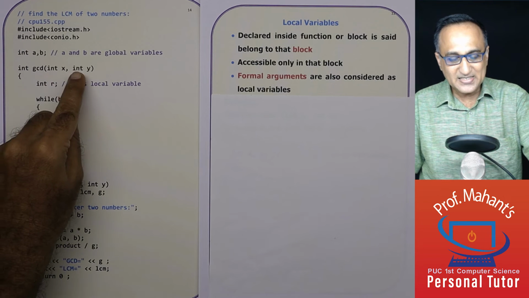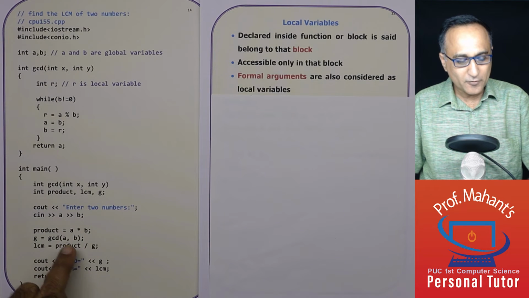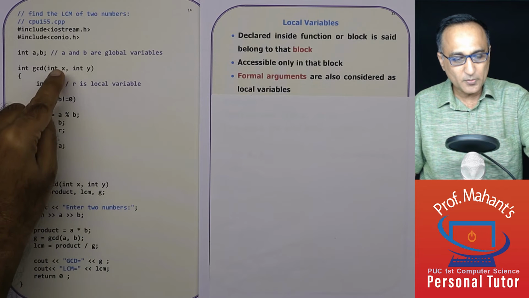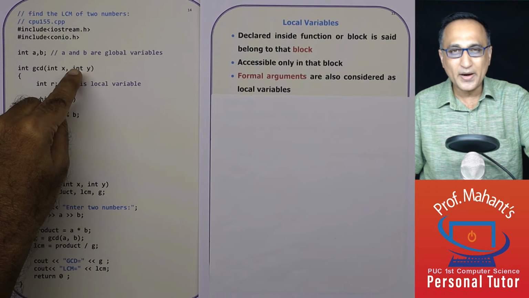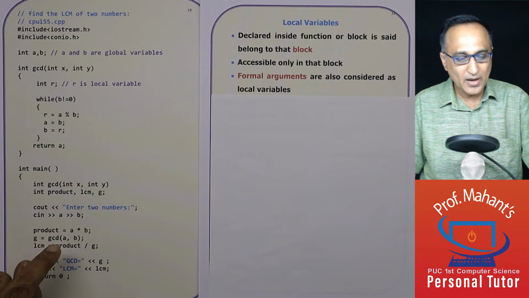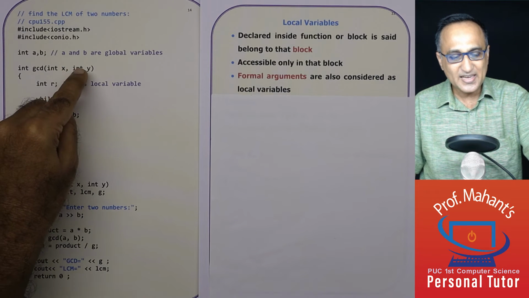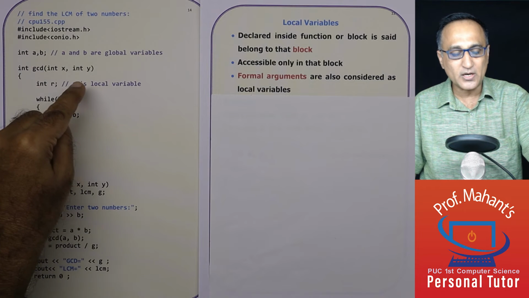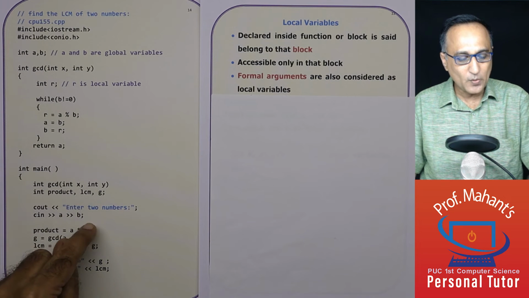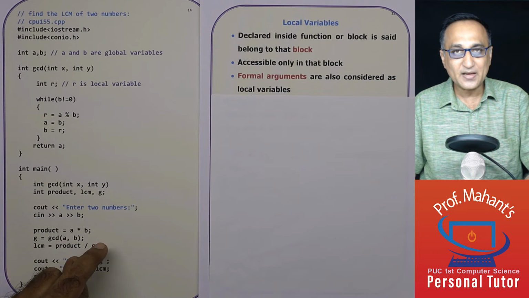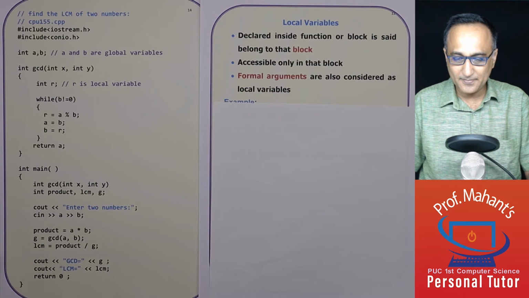So int x and y values are copied from here. The value of a is copied to x, the value of b is copied to y. Although I am not using them, the values of the actual arguments are copied into the formal ones. These x and y are also considered local variables. If I try to print the value of x and y here, the compiler will flag an error.